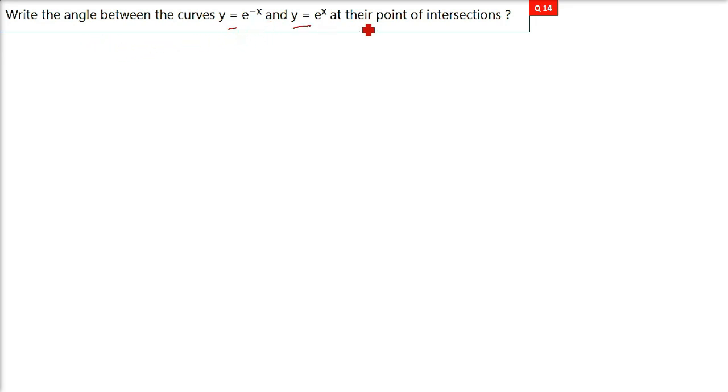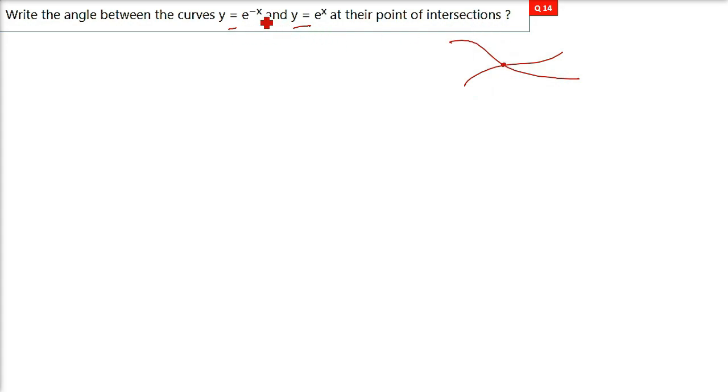So there are two curves at their points of intersection. So let us find out the point of intersection, find out the dy by dx, that is m1 and m2, and find out the angle between them using the tan theta formula. At the point of intersection, so first we have to find out the intersection point. What will be the point of intersection?